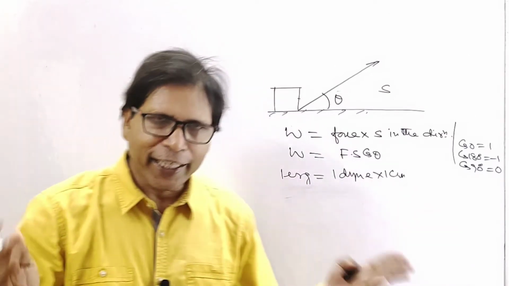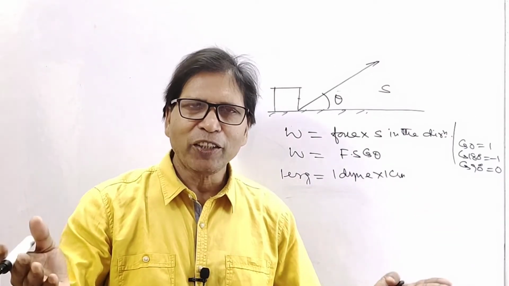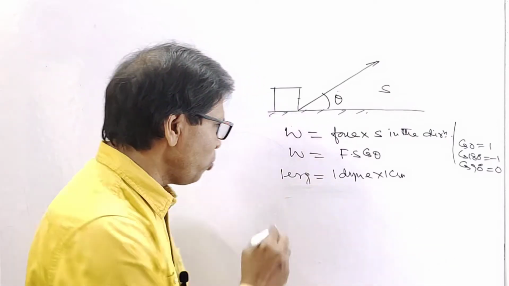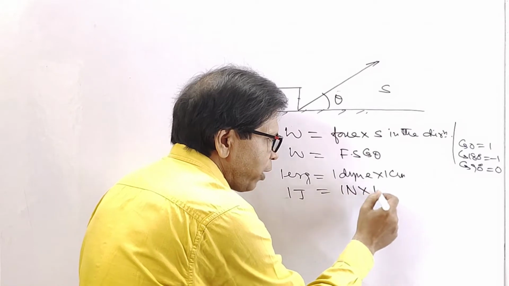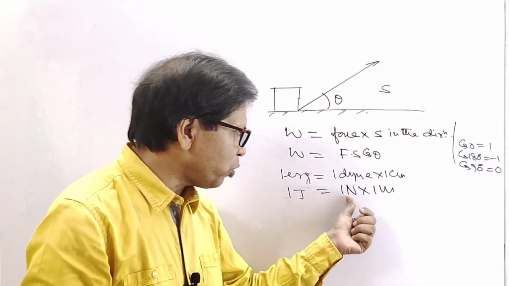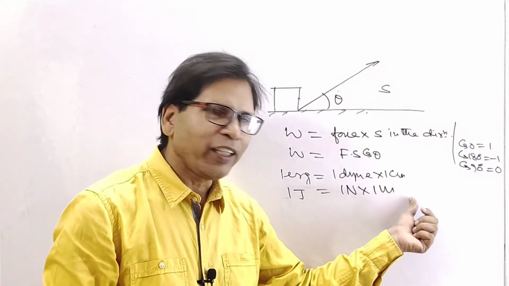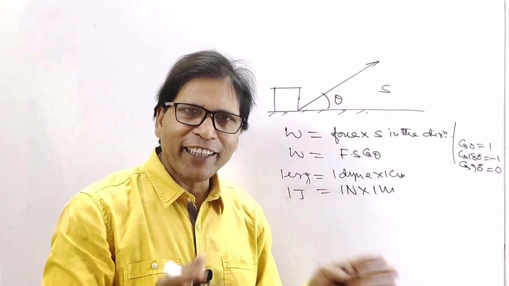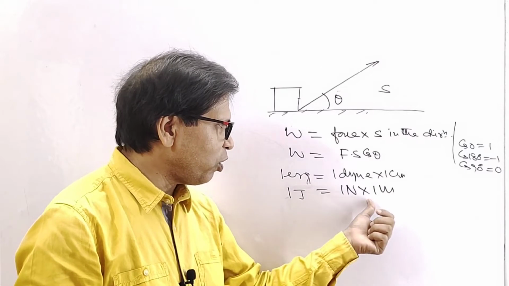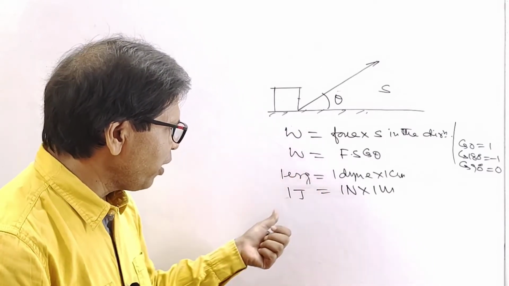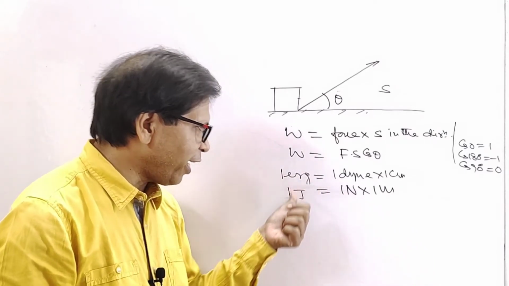In SI system the unit of work is joule. So 1 joule is 1 newton into 1 meter. If a force of 1 newton displaces a body by 1 meter in the direction of applied force, then work done is 1 joule. Now we have to derive the relation between erg and joule.